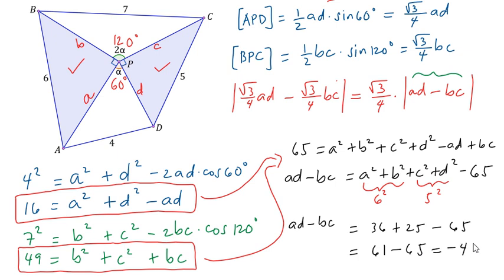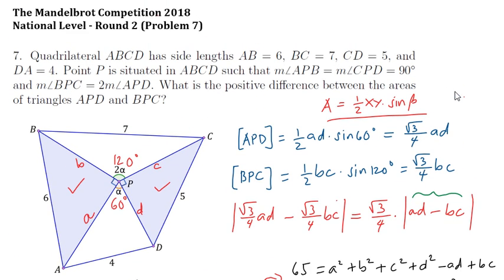And this is the value of AD minus BC, which we can substitute here, right? And so the final answer that we want is square root of 3 over 4 times the absolute value of negative 4 equals square root of 3. And so the final answer is square root of 3. That's the positive difference between the areas of triangles APD and BPC.